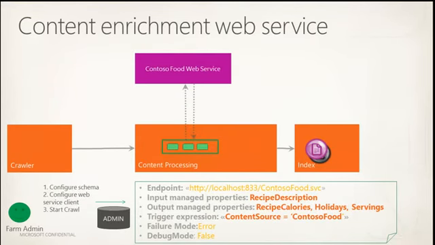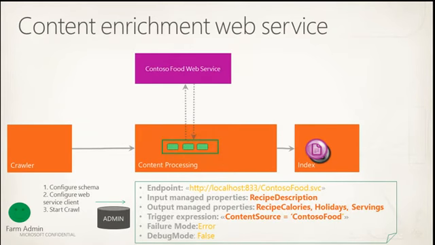There's a couple more things I wanted to call out, and one is the failure mode. So you remember I talked about callbacks earlier, the fail callbacks and successful callbacks. Now, if you set your failure mode to be error and something happens when you do the web service callout, for example, your web service is down, in that case, the content processing component will send a fail callback to the crawler, and you'll be able to see in the crawl log that the item failed and why it failed. But if you set it to be warning, the item will still get indexed, but it won't have the managed properties that come from the web service. So this lets you decide whether the web service callout is mission critical. Do you actually want to not index the document if it's not working, or is it okay, optional, if it's there or not?